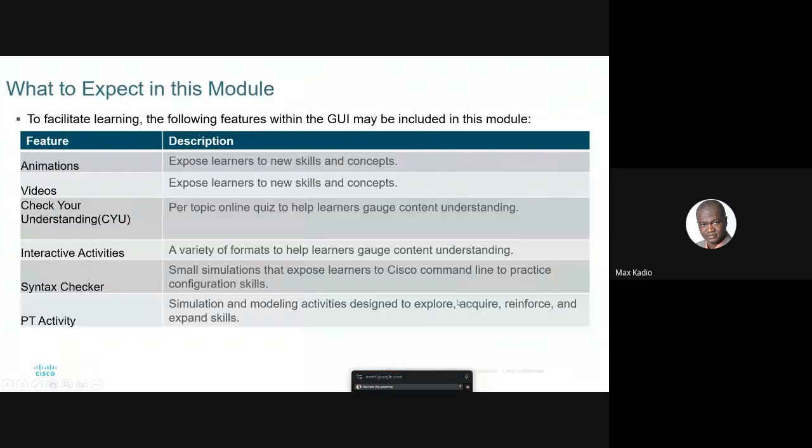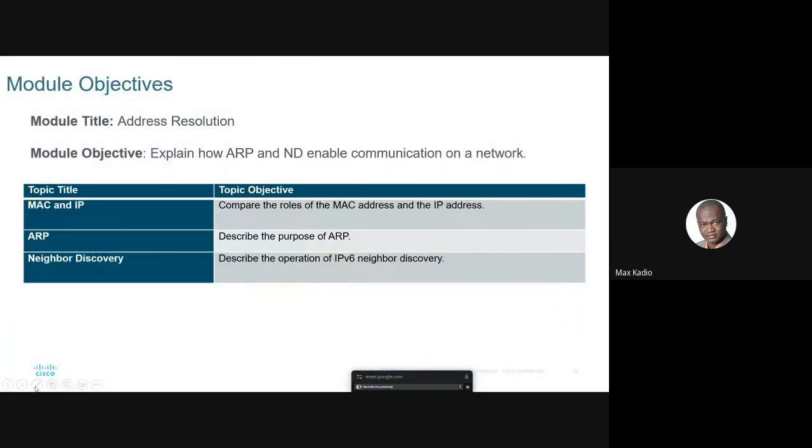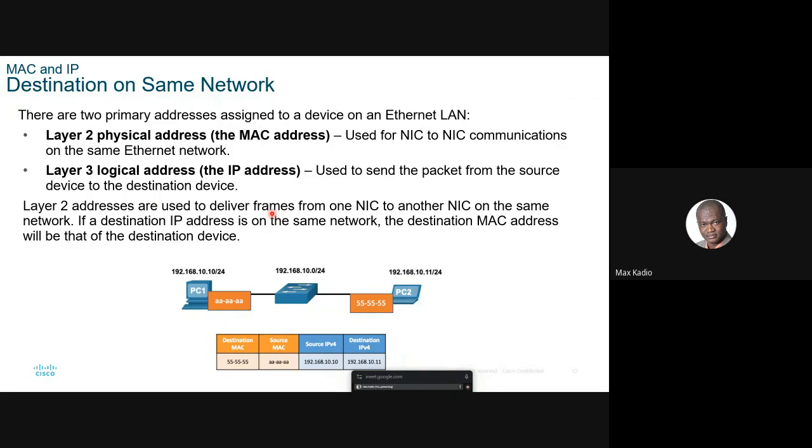Address resolution. So MAC address and IP. Anytime you send data, we have two parts. The MAC address that will be managed by the switch, and the IP address that will be managed by the router. Layer 2, MAC address, by the switch. Layer 3, managed by the router.